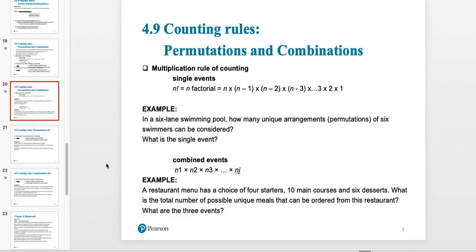So multiplication rules are rules of counting for a single event. Like I said, we have n factorial for a single event, and for combined events we have n1 times n2 times n3. So now let's switch onto the blackboard and see in one of the examples how this is performed.